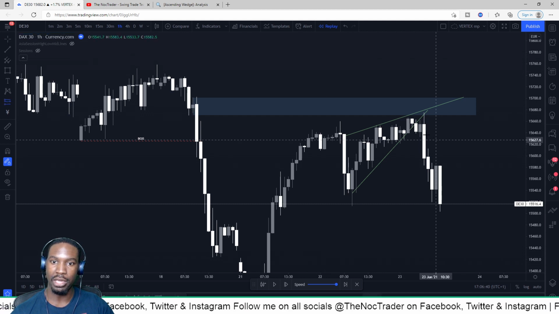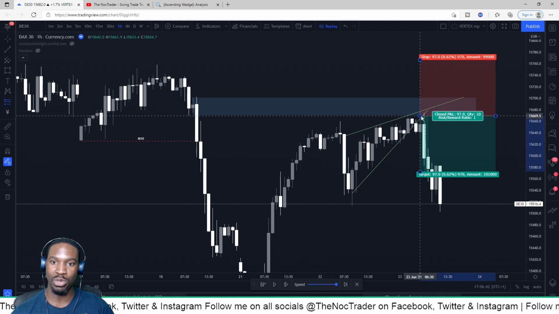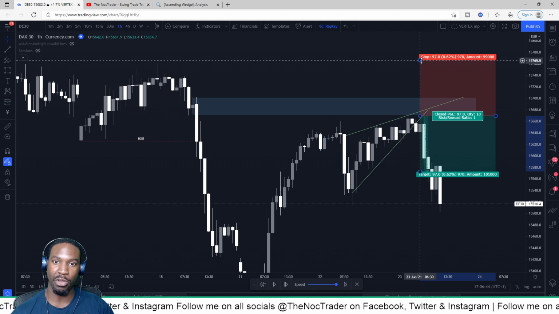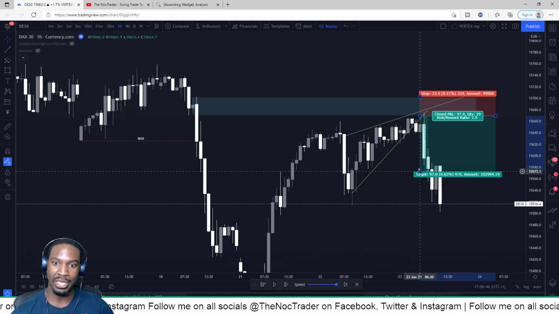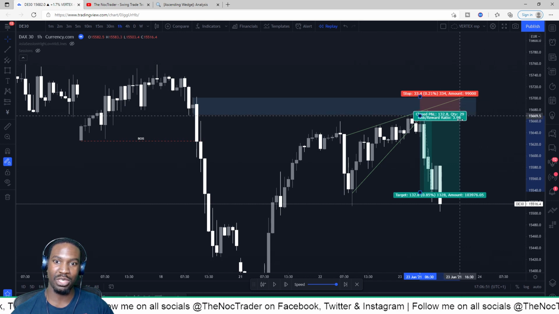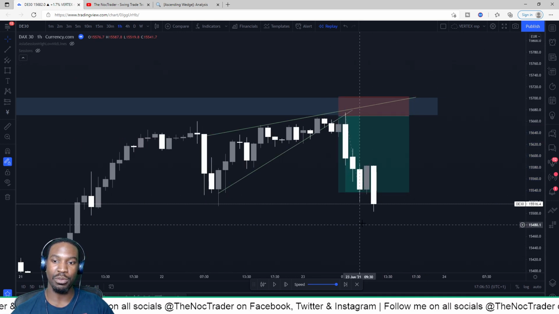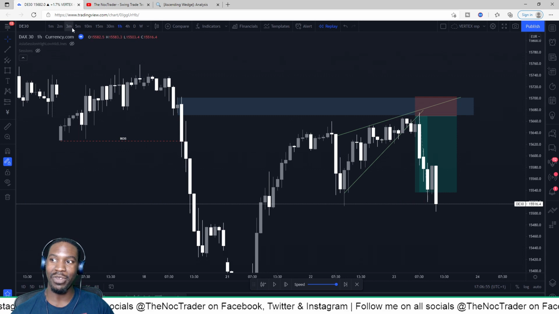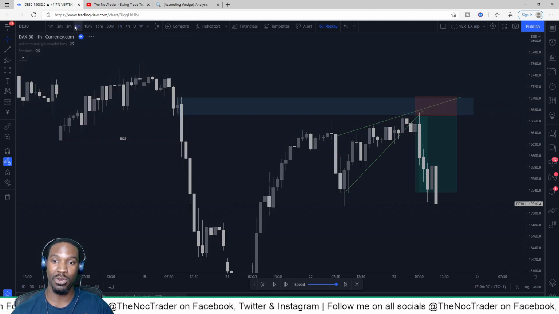Where's the short? I'd take a short at the entry of the order block and set my stop loss just above the top of the order block, and then set my take profit at the base here. And lo and behold, that would have been like a 3-to-1. That would have been a 3-to-1 trade.